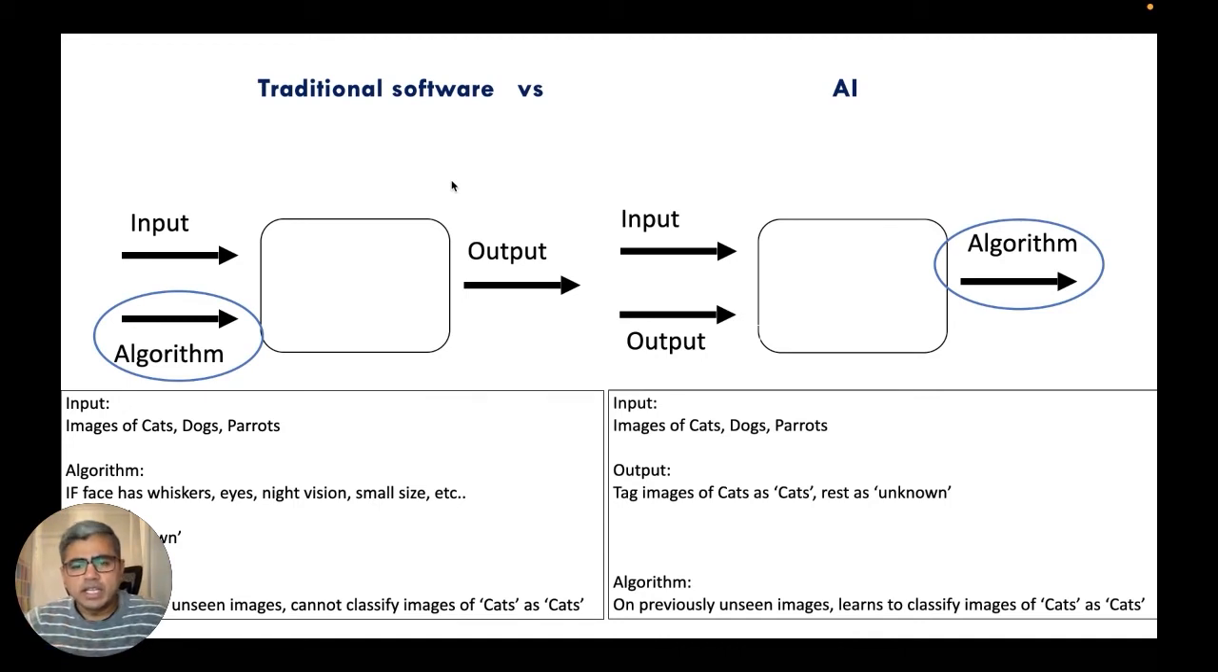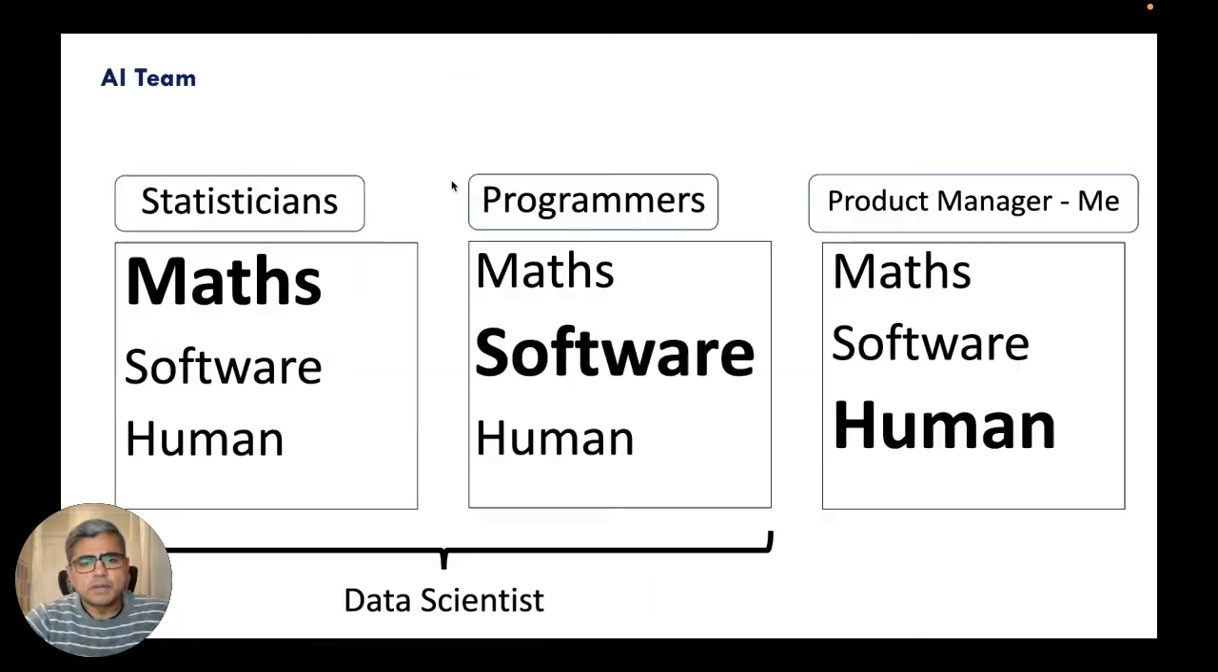Whereas in the case of AI, you give the output, you tag images of cats as cats, and the rest as unknown. In this case, the algorithm is now able to function and then tag unseen images of cats as cats. So the learning is in the algorithm, and that's what AI uses.